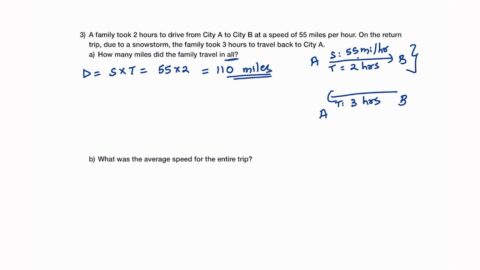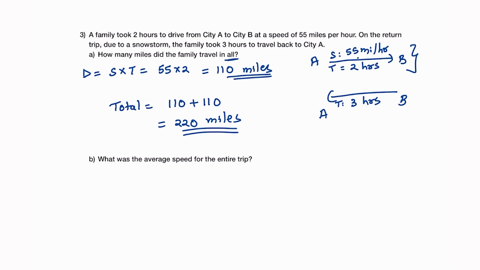Do we know B to A? Can we find? Well, the question does not say the distance changed, right? There are two cities. The distance remains the same. To find the total distance here, in all what they have said here, we have to just add it twice. That's it. So that's 220 miles. That's the total. Okay, so be smart.